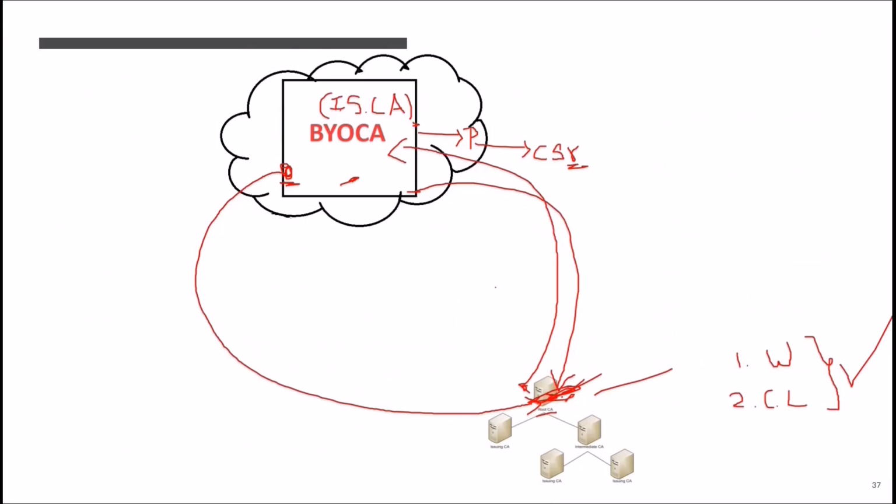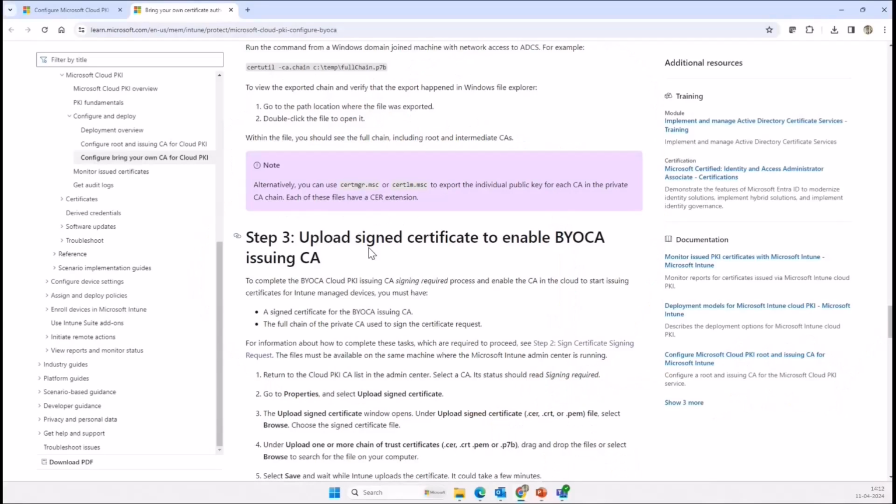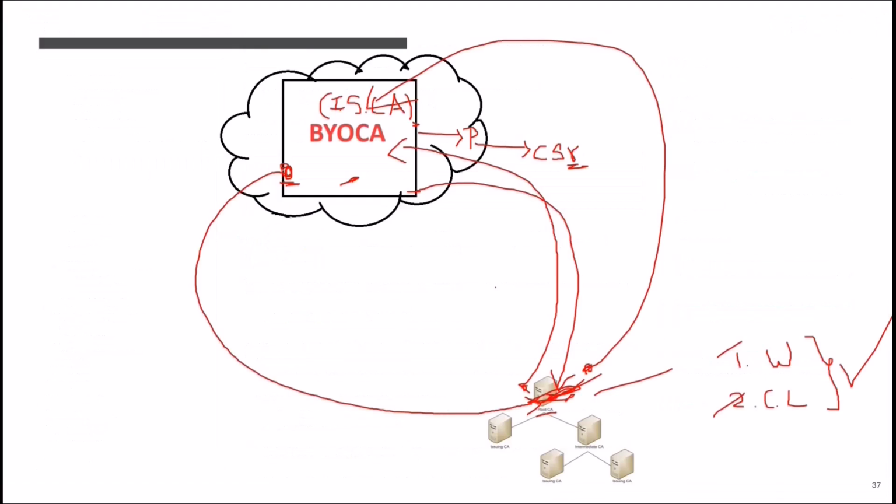Now, once the root has signed the CSR, either via this methodology or via this methodology, that signed CSR is going to be uploaded back into the issuing CA. That is what step three is: upload the signed certificate to enable the BYOCA. Until you do this step, that is, download the CSR, take it to the root, sign that CSR and upload it back, this issuing CA is not functional.